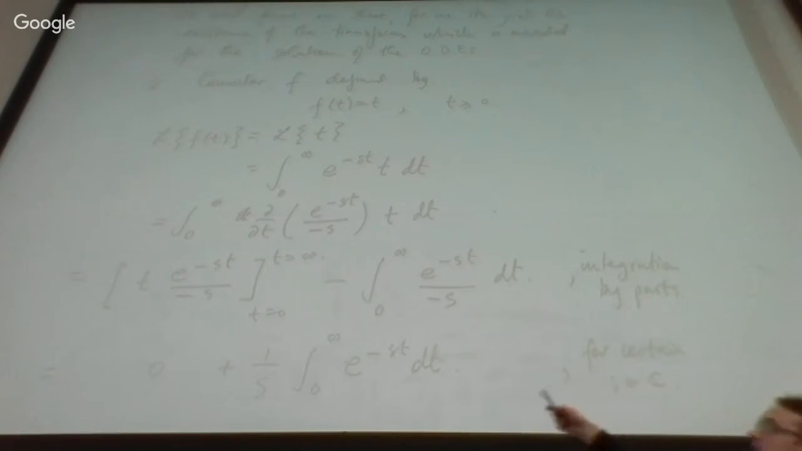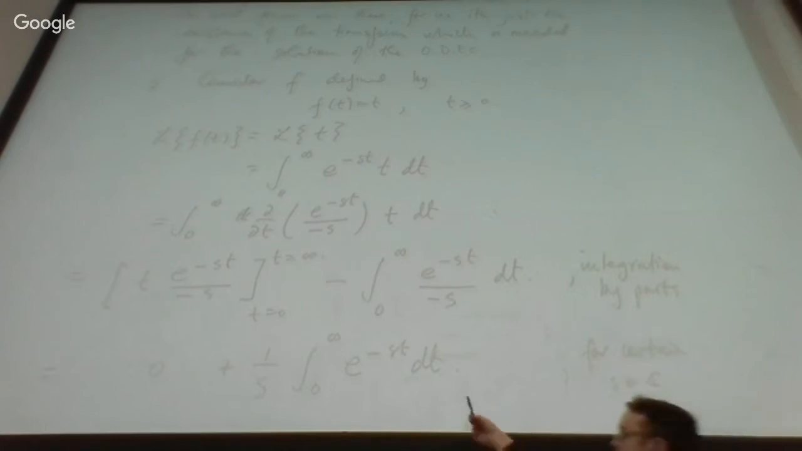But this integral we have just done. This was the integral that arose when we took the Laplace transform of the constant function. So we already know that that is equal to 1 over s for certain values of s, when s has real part greater than 0. So in total, the integral 0 to infinity e to the minus st dt is equal to 1 over s, as seen above, and the whole thing comes out as 1 over s squared.